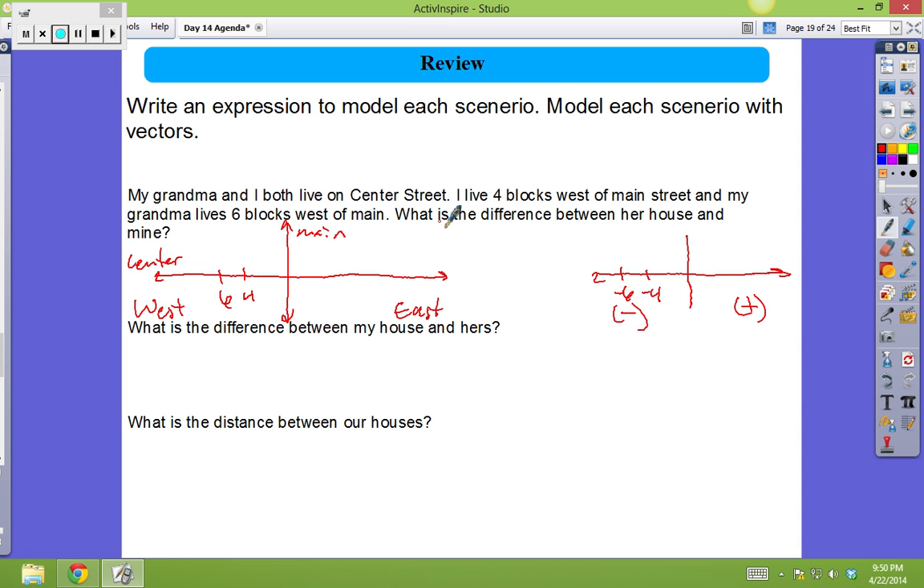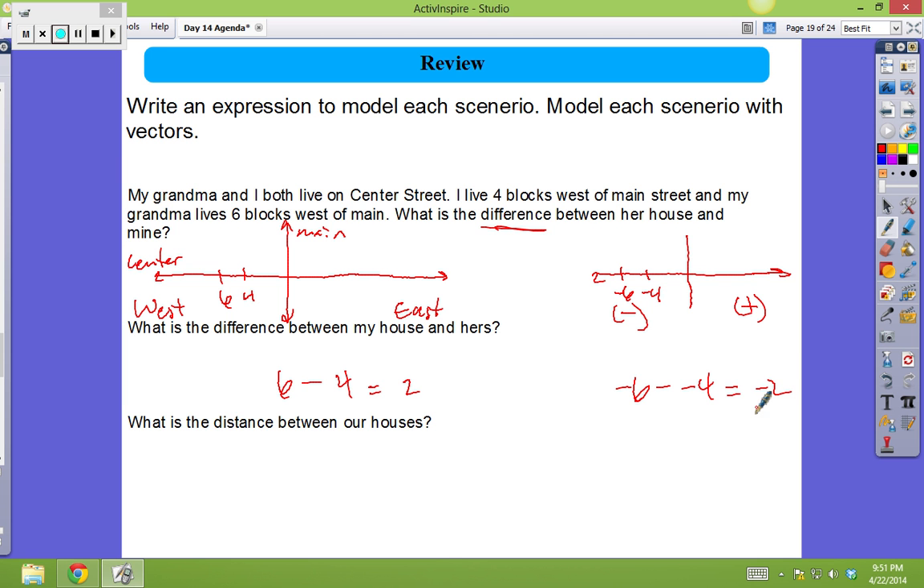So what's the difference between her house and mine? Okay, her house, she is located at 6. Difference indicates subtraction. My house is at 4, so 6 subtract 4. And that's going to give me 2. But over here, if we use the negative and positive orientation, her house is -6. Operation is subtraction. My house is -4. And this is a -2.